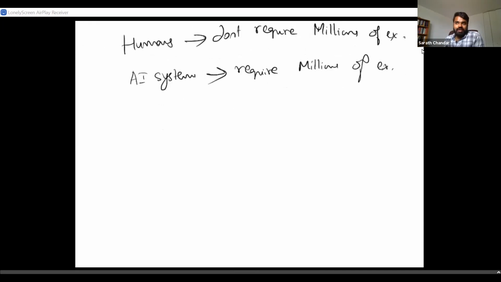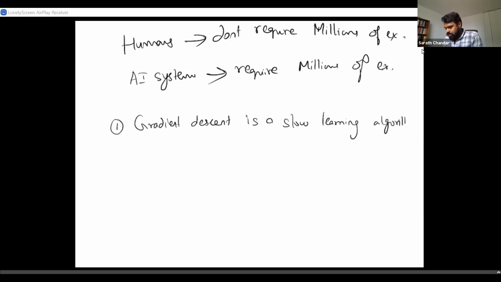So why is this the case? This is the case for several reasons. The first reason, the most prominent reason, is gradient descent. The central learning algorithm that we have seen in this course is actually a very slow learning algorithm. You have the concept of step size, and you have to take tiny steps every time, and it's going to take at least hundreds of iterations for gradient descent to reach the place where it wants to reach.